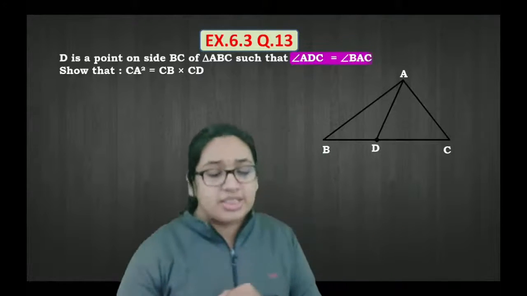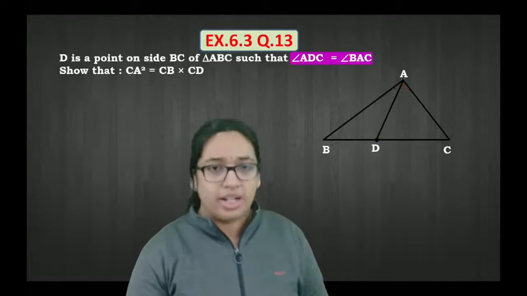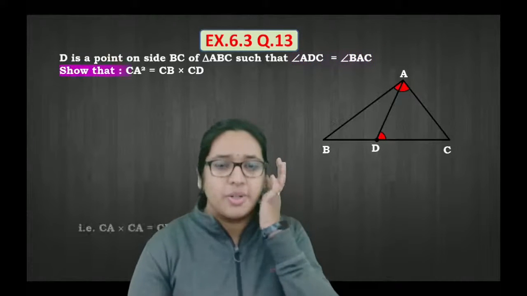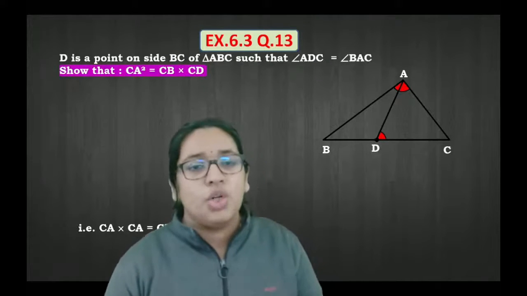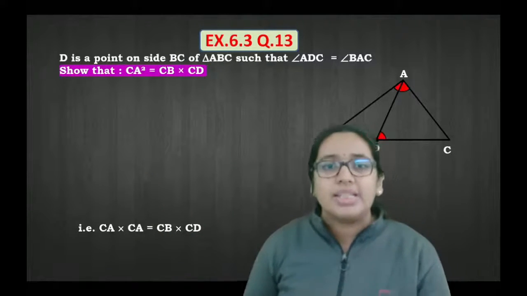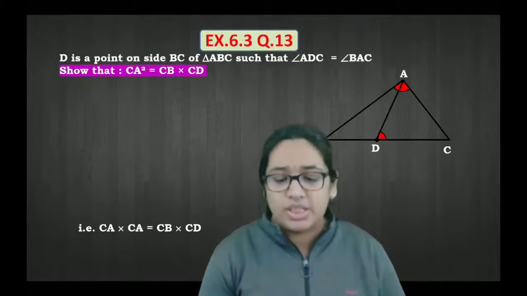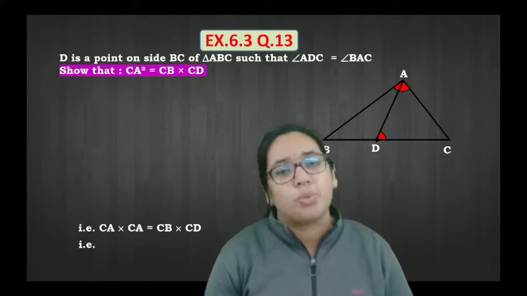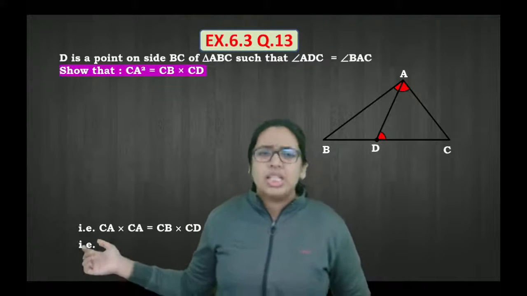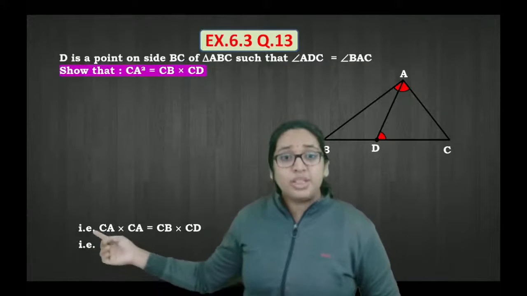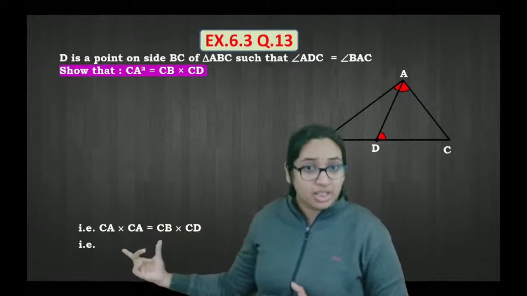What is the given case? Measure of angle ADC and BAC are of the same measurement, right? So these will be our two equal angles. What we have to show? We have to show that CA square is equal to CB into CD, right? CA square is nothing but CA into CA. But in all the questions we have done so far, we do not know a formula like this. One side into second side is equal to something, we haven't done anything like that so far.